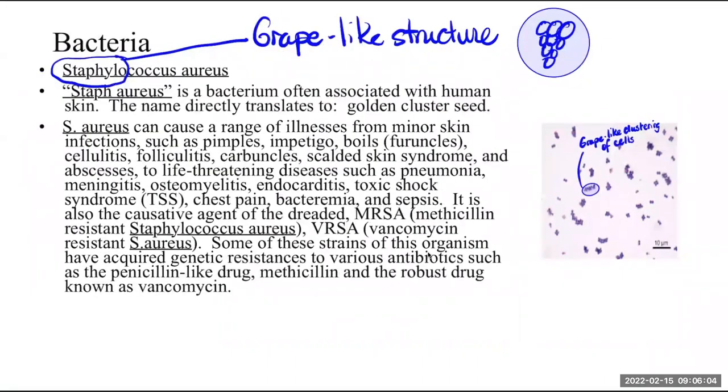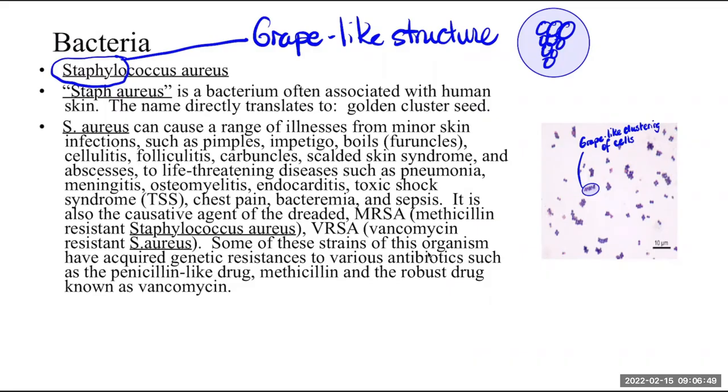This can cause a range of illnesses from minor skin infections such as pimples, impetigo, boils that are also referred to as furuncles, cellulitis, folliculitis, carbuncles, scalded skin syndrome, and abscesses. They can cause very severe diseases, including pneumonia, meningitis, osteomyelitis, endocarditis, toxic shock syndrome, chest pain, bacteremia, and sepsis. So these are serious, dangerous types of bacteria. They should not be handled. That's why we only have a prepared slide of them. We are not actually going to be working with the live bacteria.